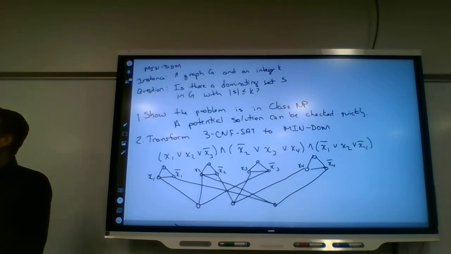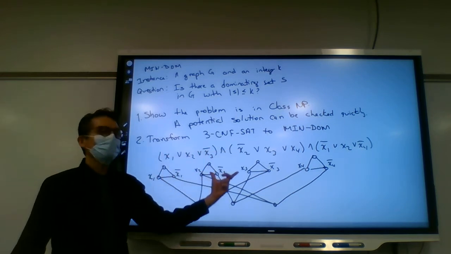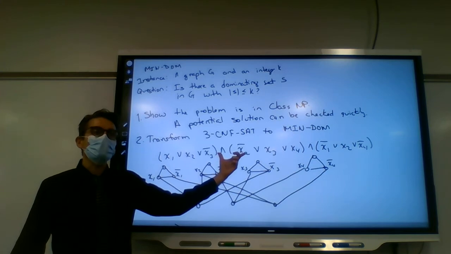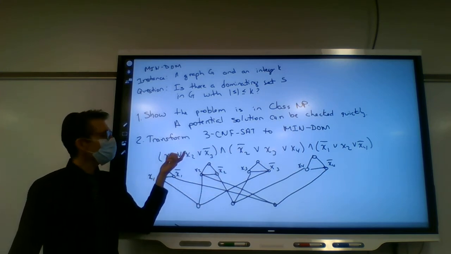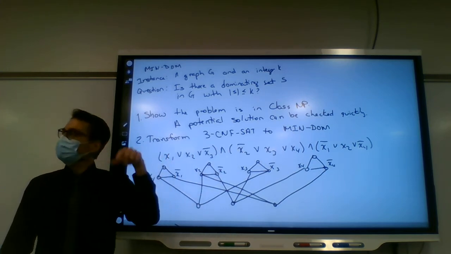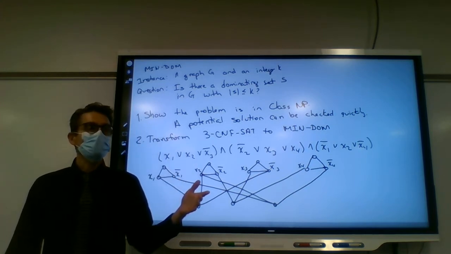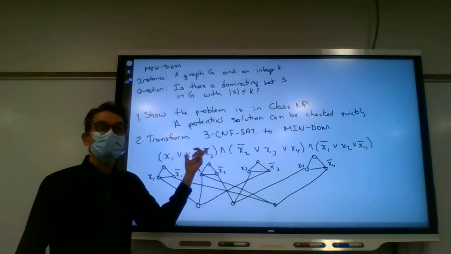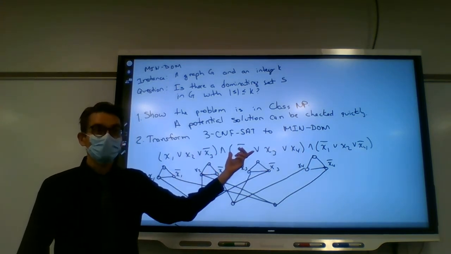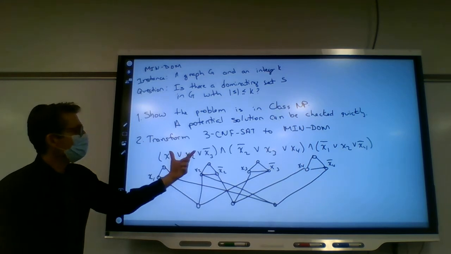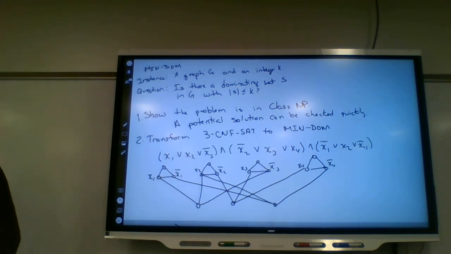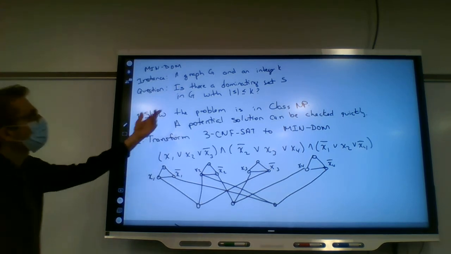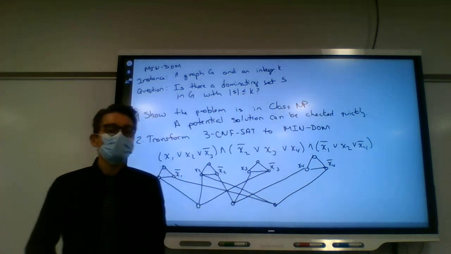All right, so now what happens? Now we've turned this problem into this problem. What were we trying to ask with this question? We were trying to say, is there a way to assign the variables x1, x2, x3, and x4 so that this thing is true? Does that make sense? In the graph problem, the question is, is there a dominating set of size less than or equal to 4?